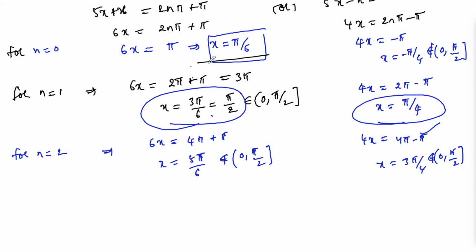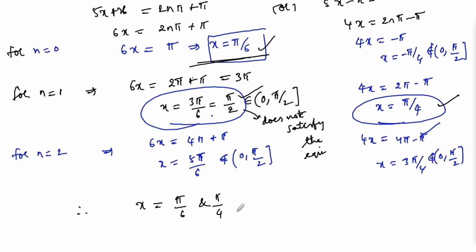So we can just consider those values here. Of course, 3 values you got: x is equal to pi by 6, x is equal to pi by 2 and x is equal to pi by 4, in which x is equal to pi by 2 does not satisfy the equation. Therefore the value of x can be taken as pi by 6 and pi by 4. Pi by 6 and pi by 4 are the solutions of the given equation. Okay, thank you.